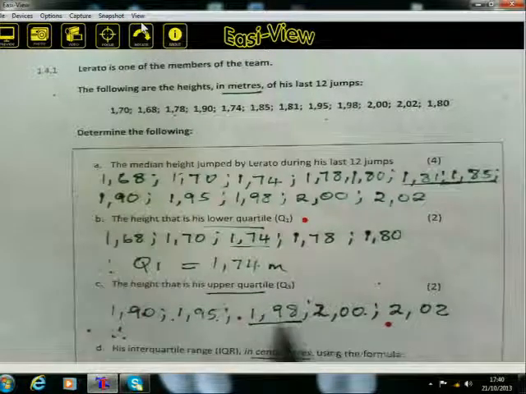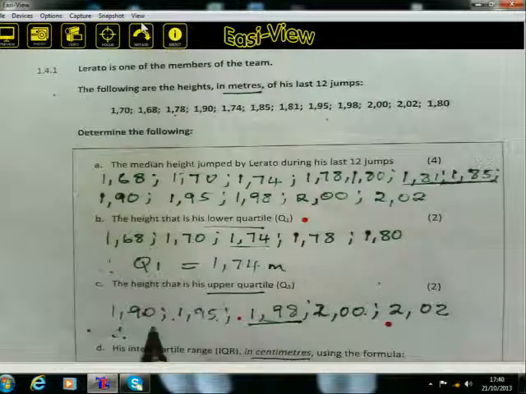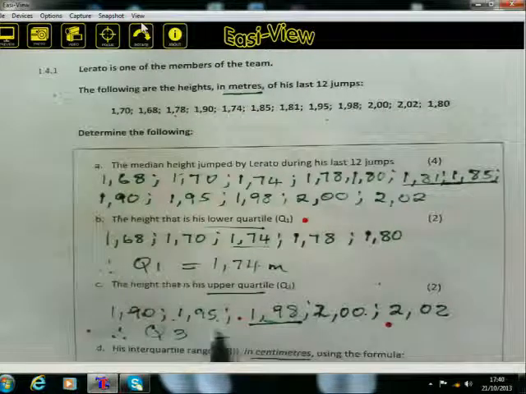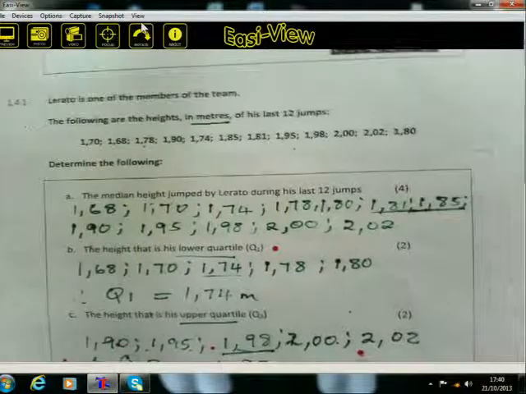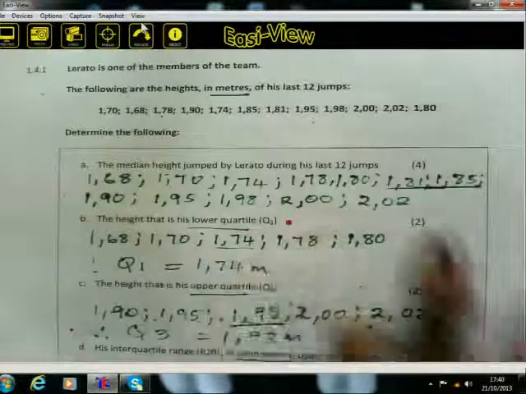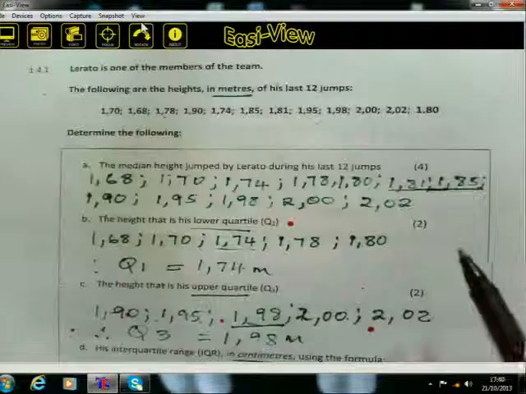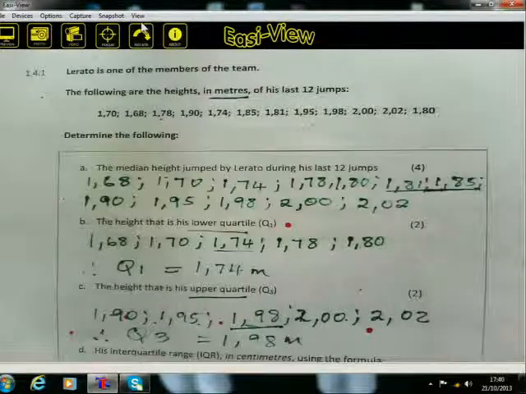So your middle term will be just here. Your quartile 3 will be 1,98 meter. So easy. Don't forget that. It's just to remind you what we have done.